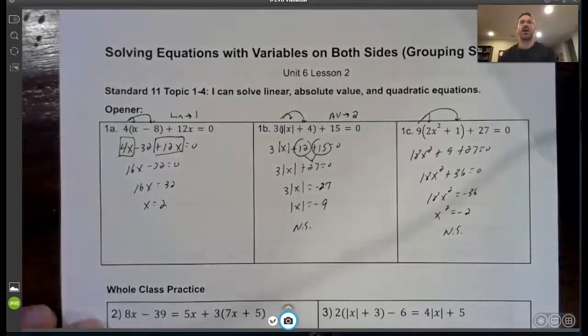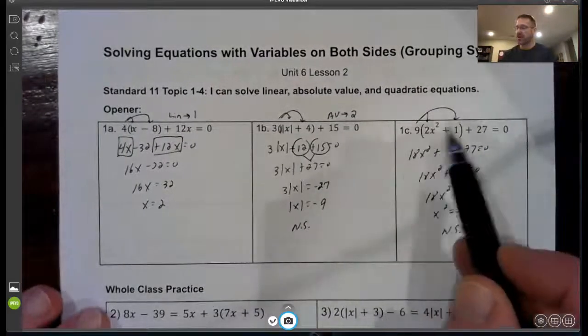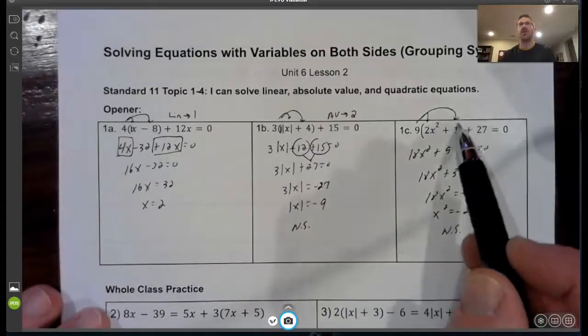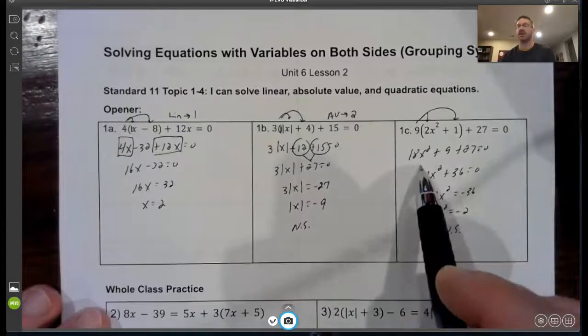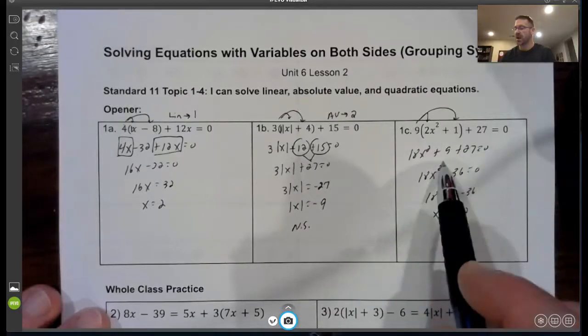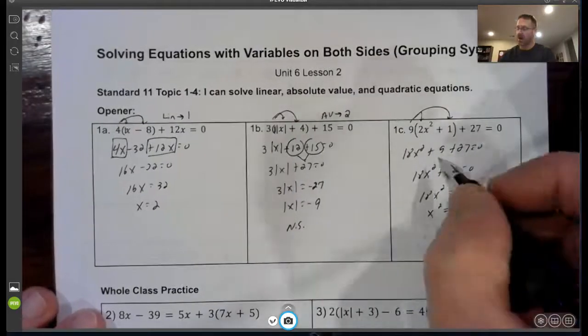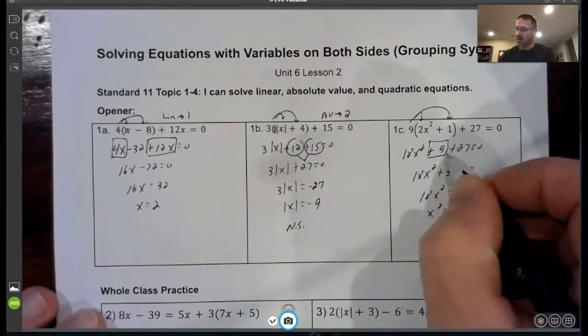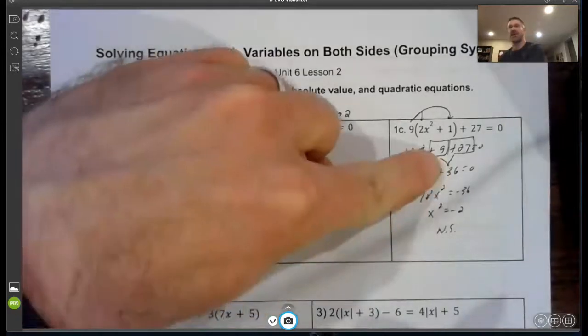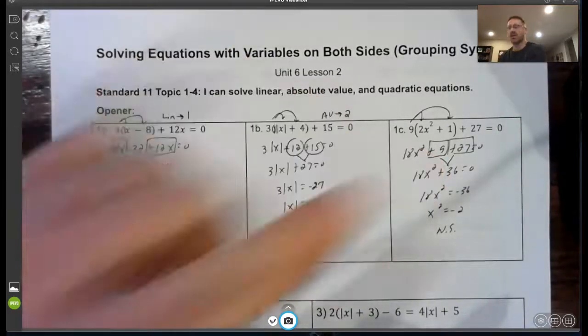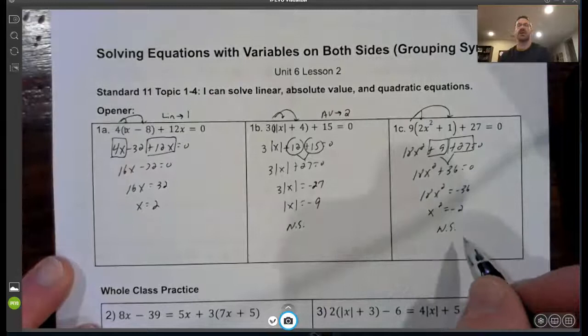And then finally on 1c, once again, we have parentheses. They are open, there's no exponent here, so I can distribute into them. So 9 times 2 is 18x squared. Then 9 times 1 is 9, and then I bring down the rest of the problem. Once again, our like terms are our numbers here. So 9 plus 27 gives me 36. Negative 36 plus 36 is 0. So 18x squared equals negative 36.